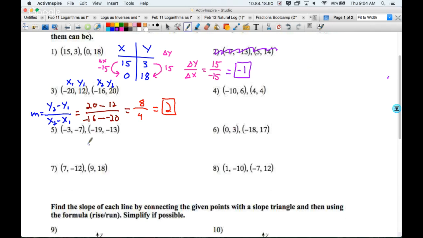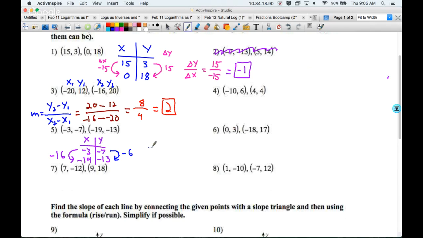Number 5. I'm going to do this one with the table method again. Short table, negative 3 across from the negative 7, negative 19 across from the negative 13. On this side, we are going from a small negative number to a bigger negative number. We have to go down. We have to go down specifically 16 units. Think of it as we are on the 3rd level of the basement. We need to go down to the 19th level of the basement. You got to go down 16 floors. Same thing's happening over here. I've got to go down 6.